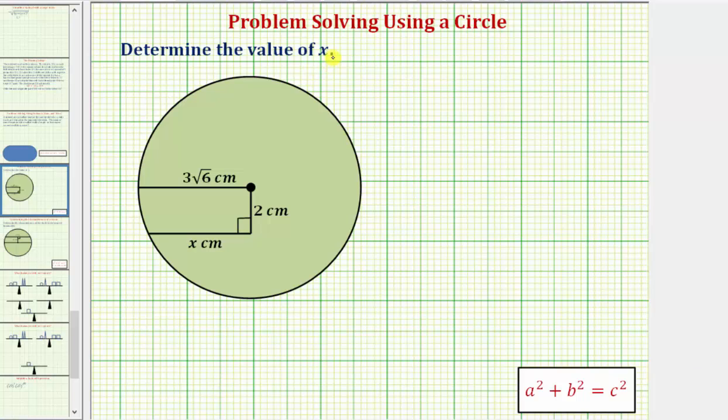We want to determine the value of x, which should be the length of this segment here, using the given circle. Notice how the circle has a radius of 3 square root 6 centimeters, and the length of this segment here is 2 centimeters.